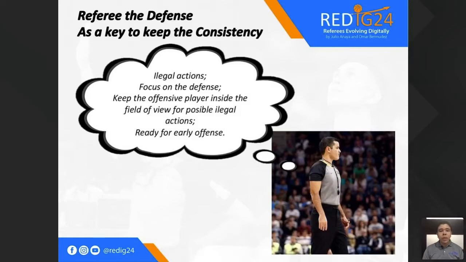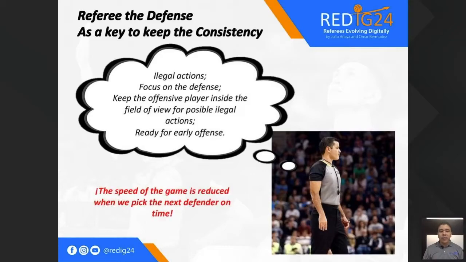And the last one, be ready for the early offense. Sometimes we talk about going from trail to lead in 4 seconds, but we are not talking about lead to trail. If we are moving from lead to trail, we need to trail the play. But if there are quick passes to the front court, then we need to be quick on the front court to be ready to referee those plays in the first seconds of the shot clock.